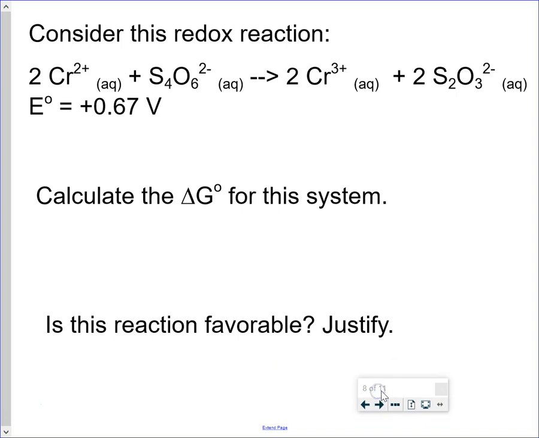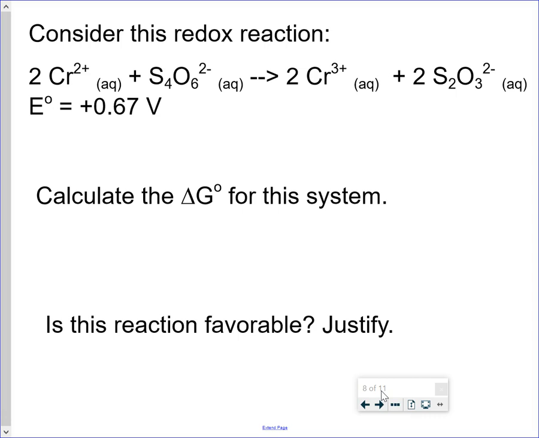Alright, let's do this. So, we have some chromium ions, we have S4O6 2- ions, and this is a redox reaction that involves all aqueous species. We haven't really seen that before. We've been dealing with a lot of solids and metals as our electrodes, and we don't have to worry about setting up the cell in this example. We're just going to look at the reaction. But the first question here is asking us, what's the delta G? What's the Gibbs free energy for this system?